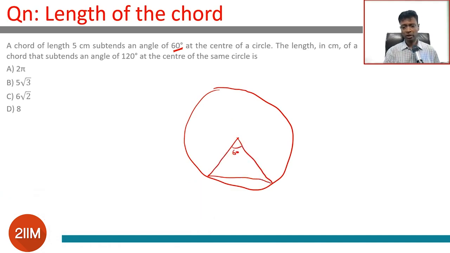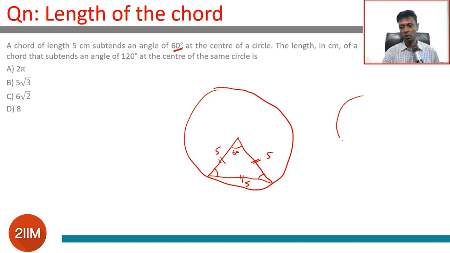Think about this. Any chord and angle at the center, these two are radii. These two are equal. Now this is 60 degrees. That means these two angles are equal. They are also 60. So our circle has a radius of 5.